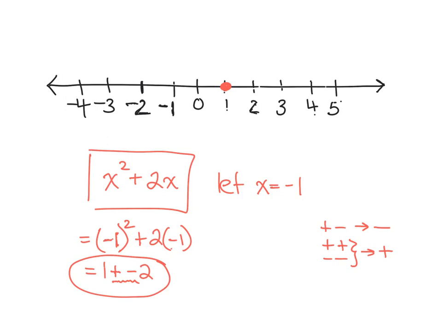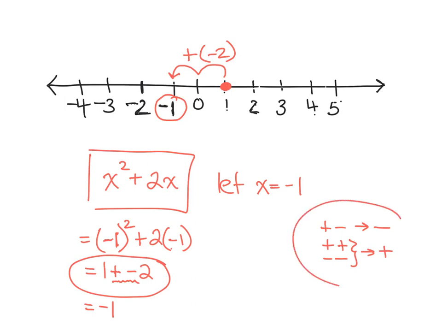So if I'm adding a negative number, to add -2, I actually have to go to the left on my number line, because actually adding a negative number is like subtracting. So I have to go 2 spaces to the left, and I end up at -1. So 1 plus -2 is equal to -1.